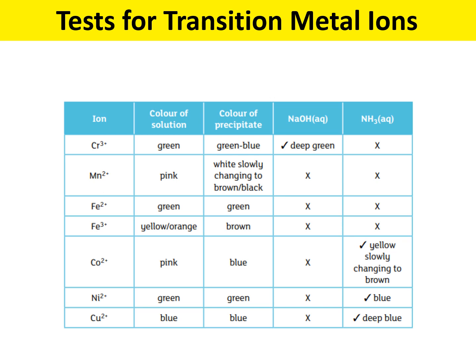However, they are not all the same. So if you have a look at the table, you can see here that with adding ammonia to cobalt, nickel and copper, you get slightly different observations than when you add sodium hydroxide. That would also be the same for chromium ions with sodium hydroxide and ammonia.